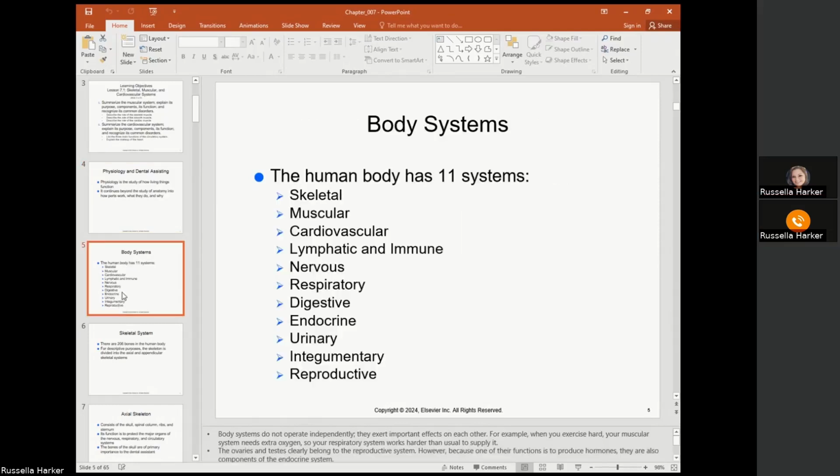There are 11 body systems in the human body, and they are listed here. Body systems don't operate independently. They exert important effects on each other. For example, if you exercise hard, your muscular system needs extra oxygen, so your respiratory system works harder than usual to supply it. So your systems all work together to make your body work.